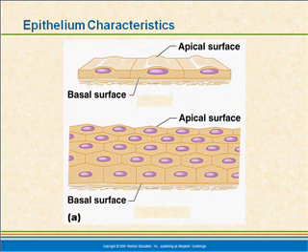Now, a graphic of just what that looks like is here. We have cells, and the cells are in contact with one another. They have a lower surface of connective tissue and an exposed upper surface. That upper surface could be the environment, like our skin. It could be a tube, like a blood vessel. But there is an area that is exposed to a surrounding environment.